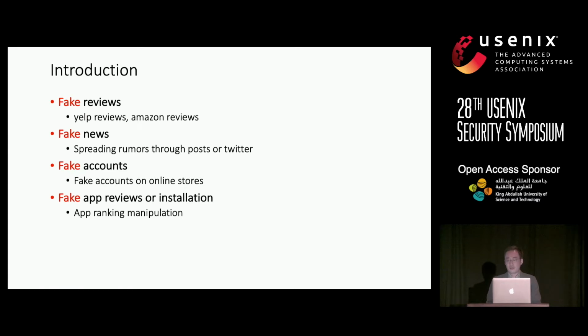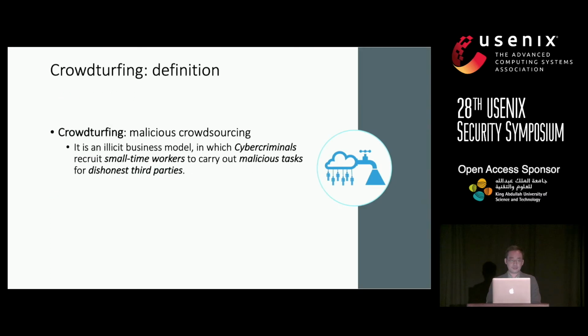While we use our phones or computers, we meet a lot of fake information. Fake reviews, fake news, fake accounts, fake app reviews are good examples. Such fake information is propagated through a model called crowdturfing. Crowdturfing is basically malicious crowdsourcing. It is an illicit business model in which cyber criminals recruit small-time workers to carry out malicious tasks for dishonest third parties. In other words, they just hire a large number of users to perform malicious tasks online.